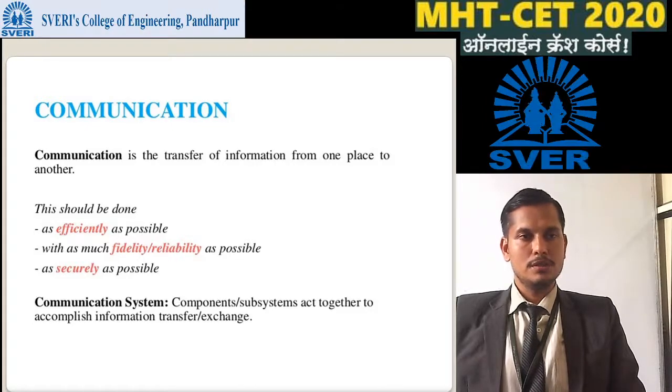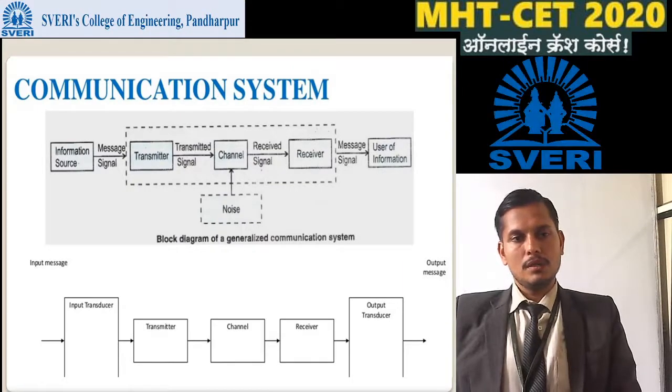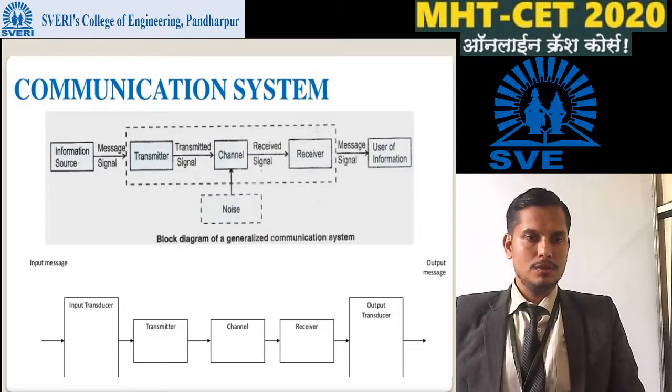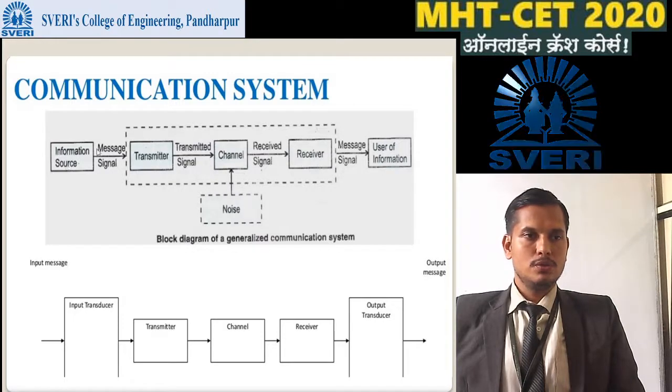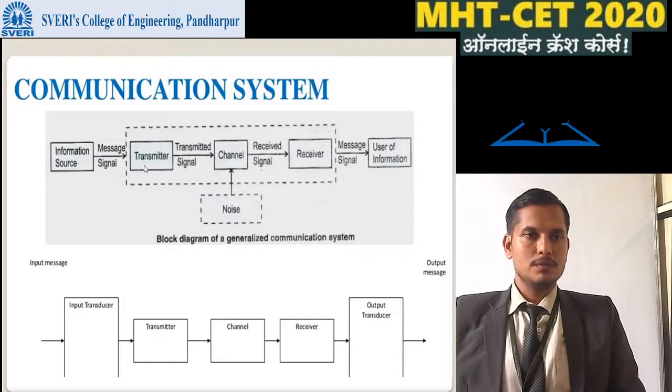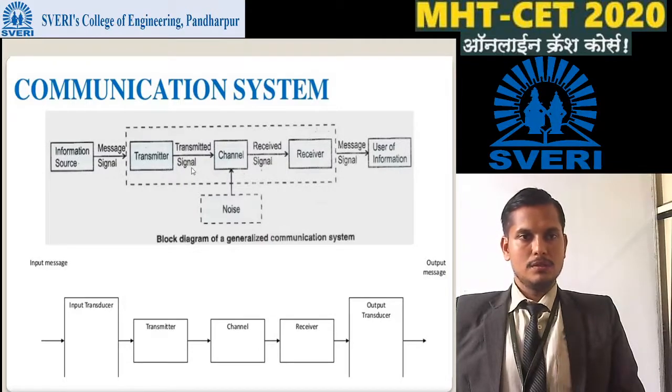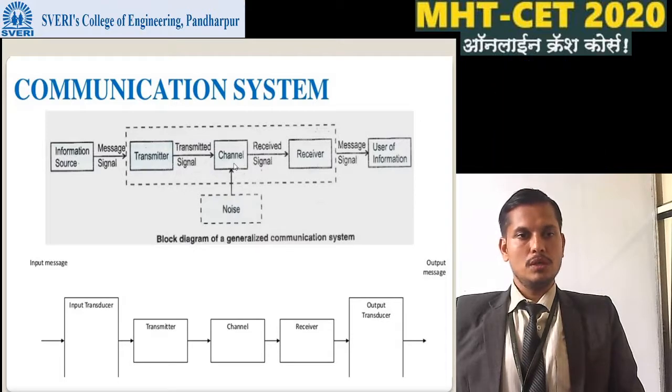If we see the figure, that is the block diagram of a generalized communication system. There is an input, that is the information source. Then we send that message or signal to the system, where three main parts are there: transmitter, channel and receiver. After the receiver, it goes to the user of information. The information source passes the message or signal to the transmitter. The transmitter transmits the signal, and the transmitted signal goes to the channel or medium.